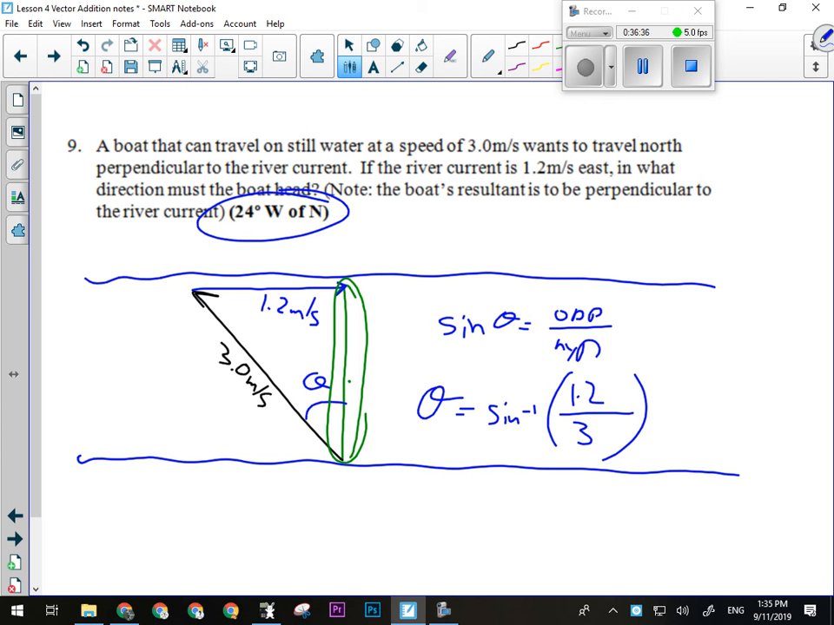Okay, so those are very, very typical vector addition questions. They don't involve you having to find x and y and do all that math, but they make you think. So in that way, they can be just as hard. They're just not as time consuming if you know how to do them.